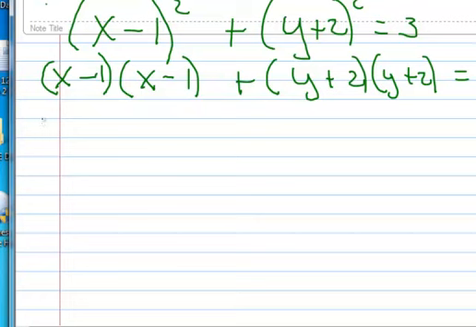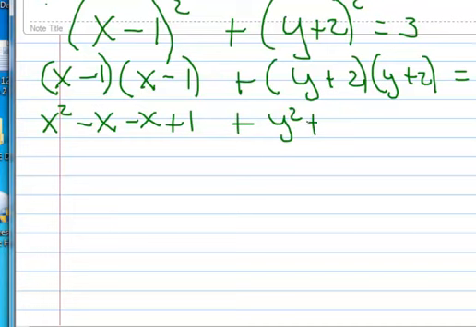So x times x becomes x squared. X times negative 1 becomes negative x, or minus x. Negative 1 times x, and there's another negative x. And then negative 1 times negative 1 is positive 1. Let's do this one over here. Y times y is y squared. 2 times y is 2y. Y times 2 is 2y. And 2 times 2 is 4.